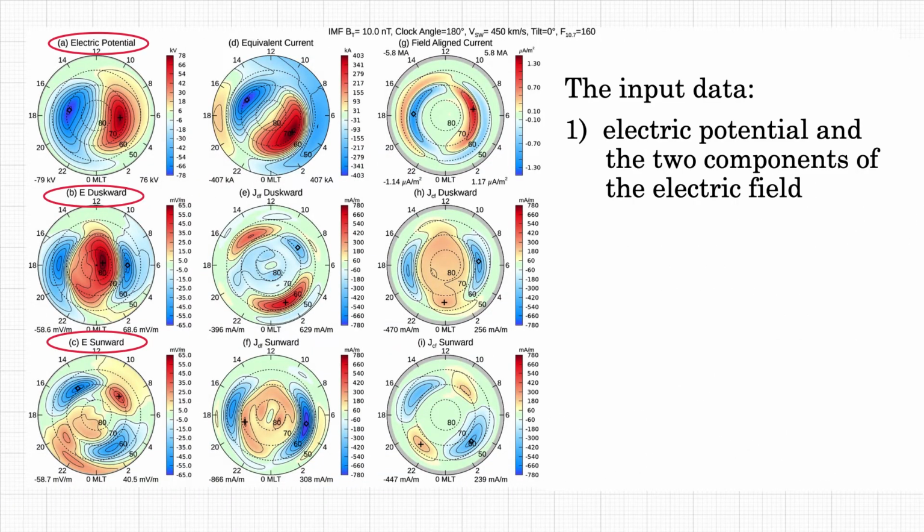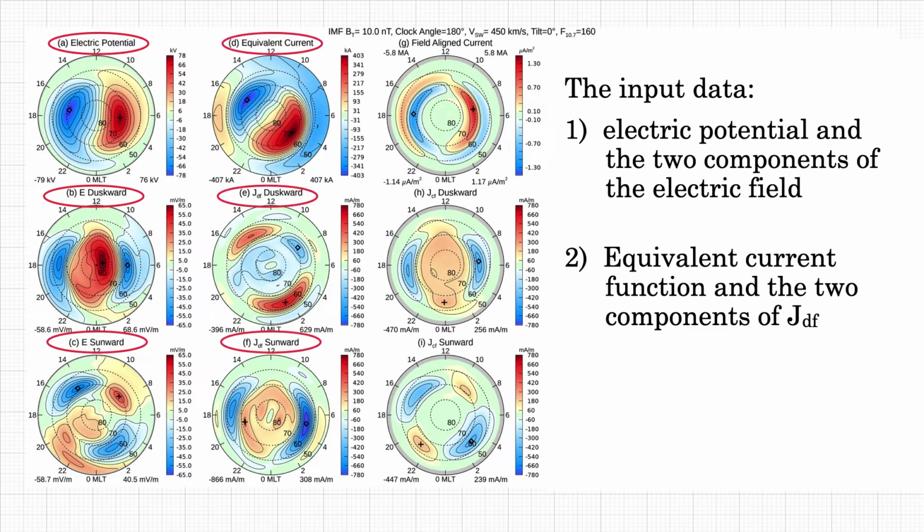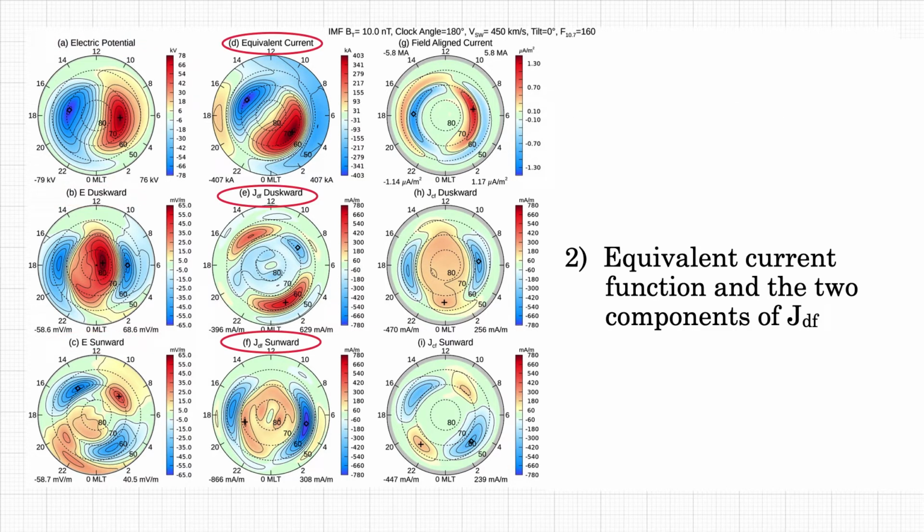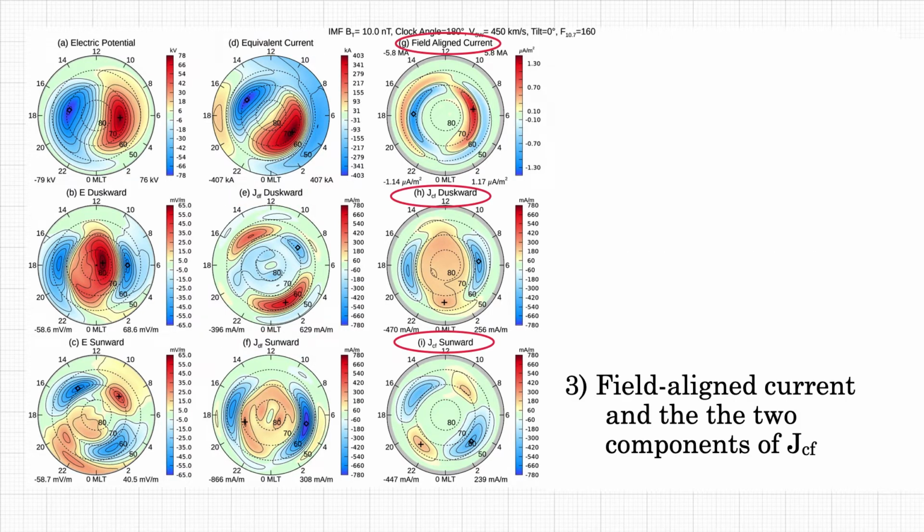These maps show the data that are needed to get the conductivities. The left column shows the electric potential and the two components of the electric field. The middle column shows the equivalent current function that is calculated from ground-level magnetic fields and the two components of the divergence-free current that is calculated from this equivalent current. The right column shows the field-aligned current and the two components of the curl-free horizontal current that are proportional to the Delta-V rotated by 90 degrees.